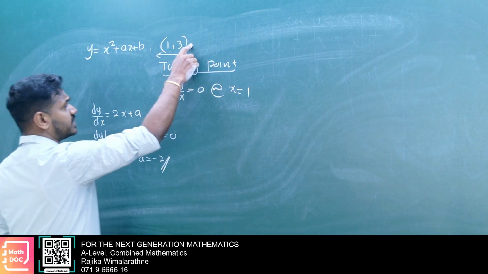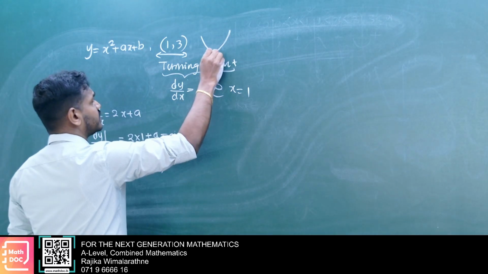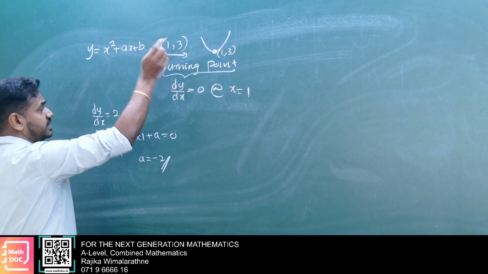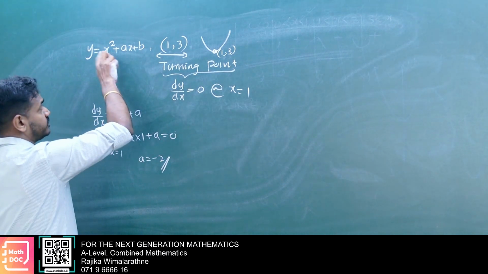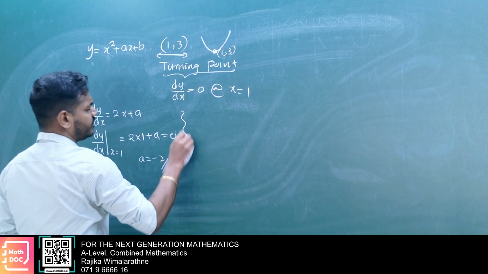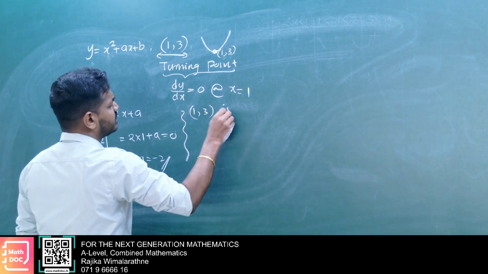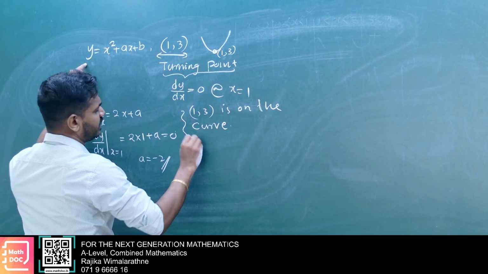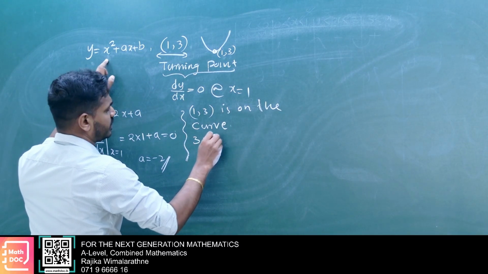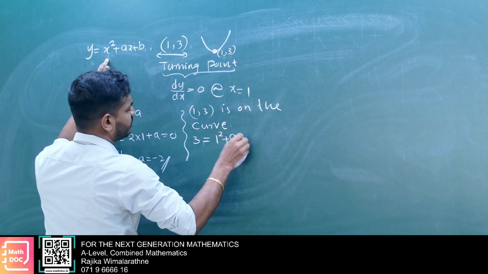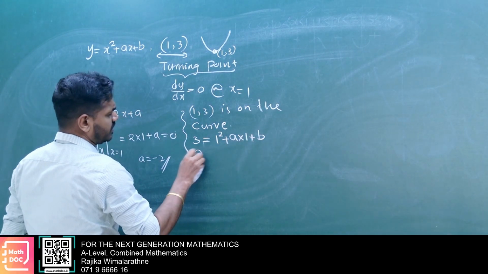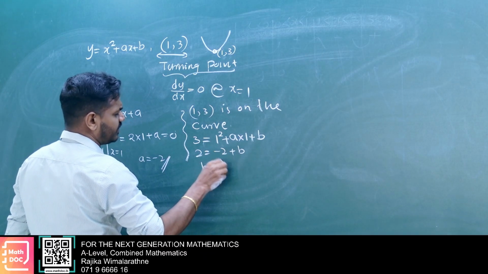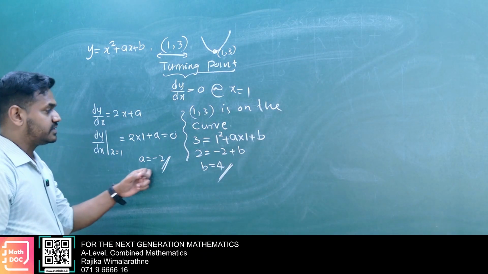This point is on the curve, no? Your turning point 1, 3 is on the curve. Therefore, when you substitute x equals 1, you will get y equals 3. So substitute y value 3, x value 1. Here 1, a is minus 2, plus b, b is 4. a equals minus 2, b equals 4.